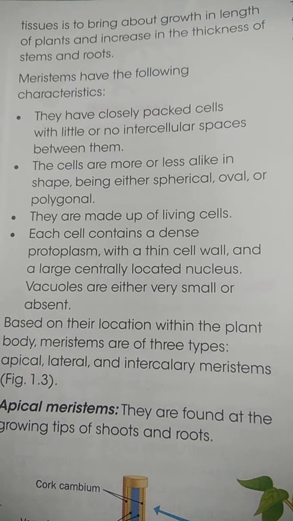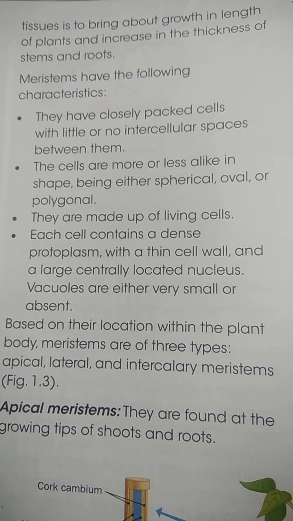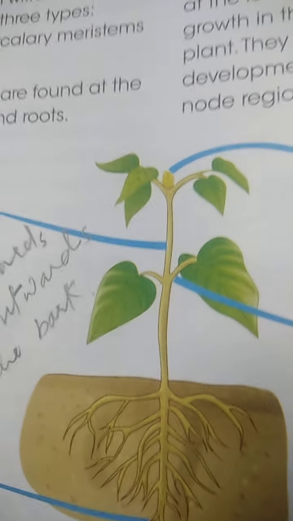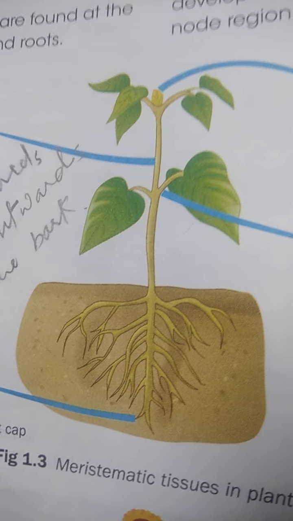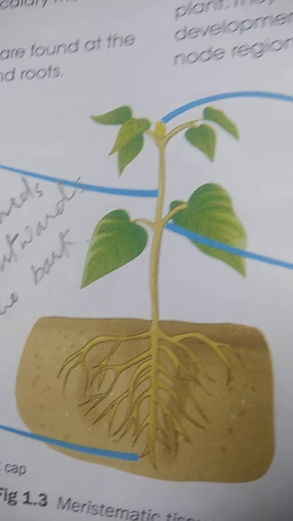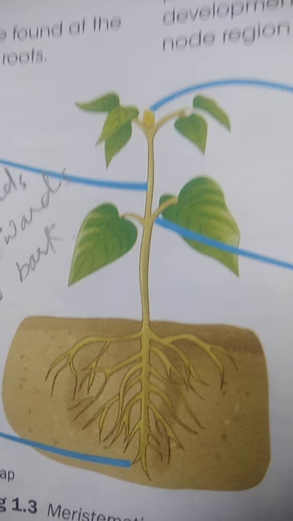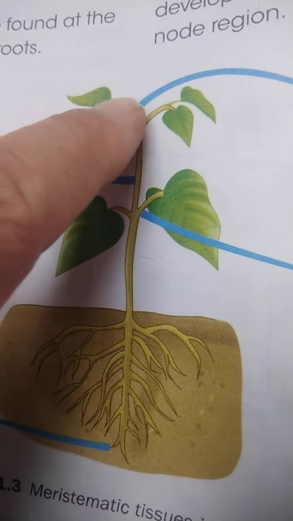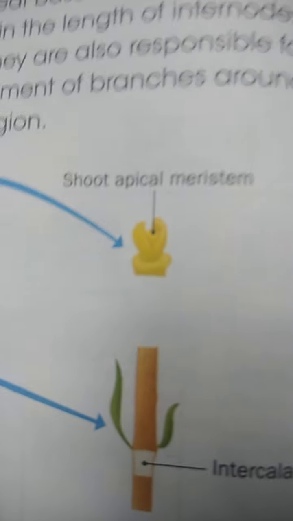They are divided into three categories on the basis of their location: apical, lateral, and intercalary meristem. This is actually the figure which shows these three types of meristematic tissues. Apical is present at the apex, like here, the apical meristem.